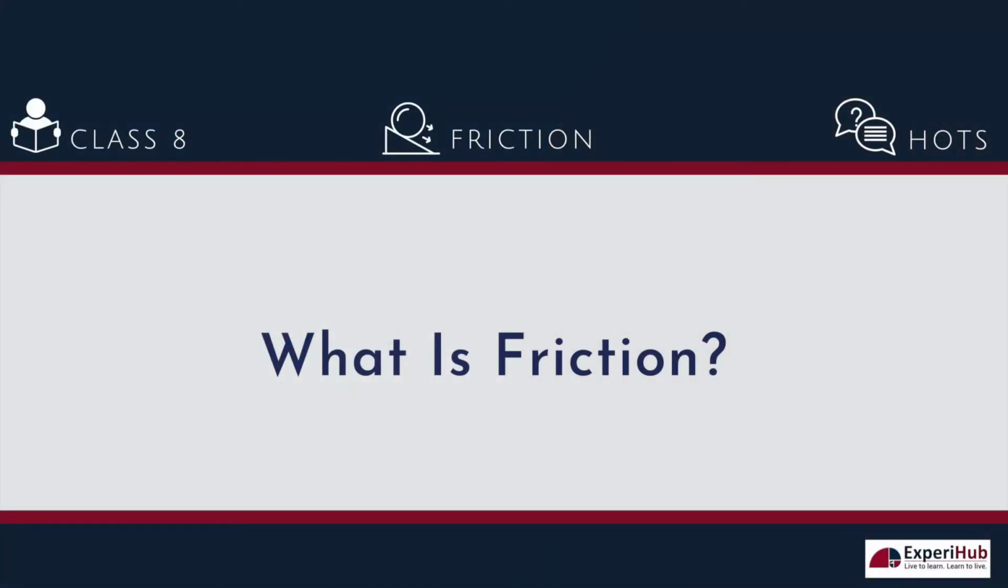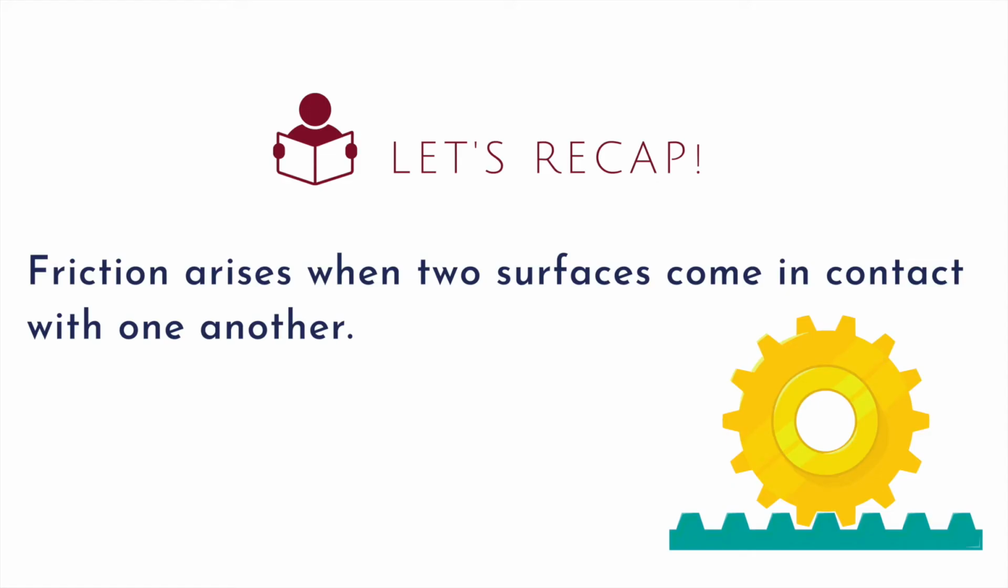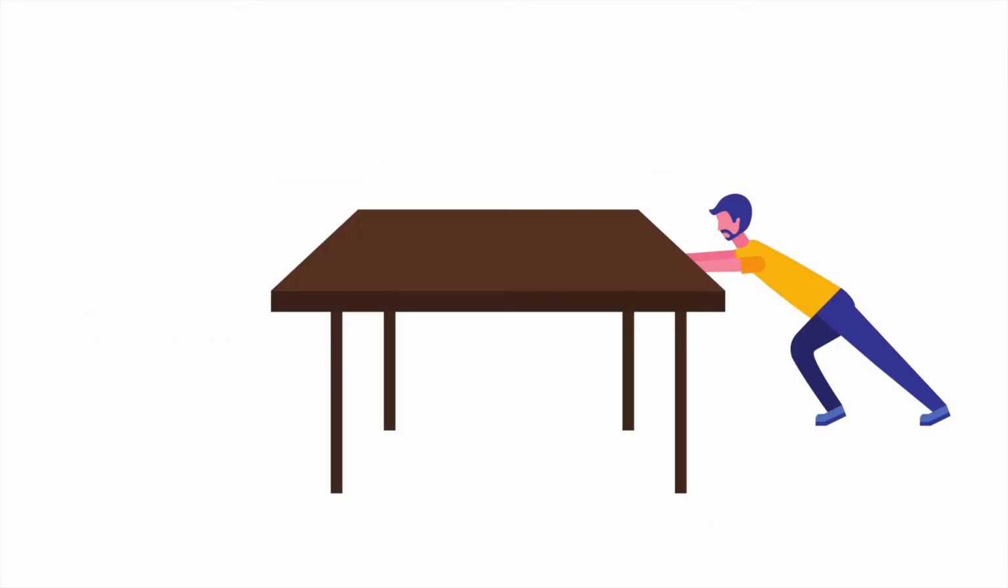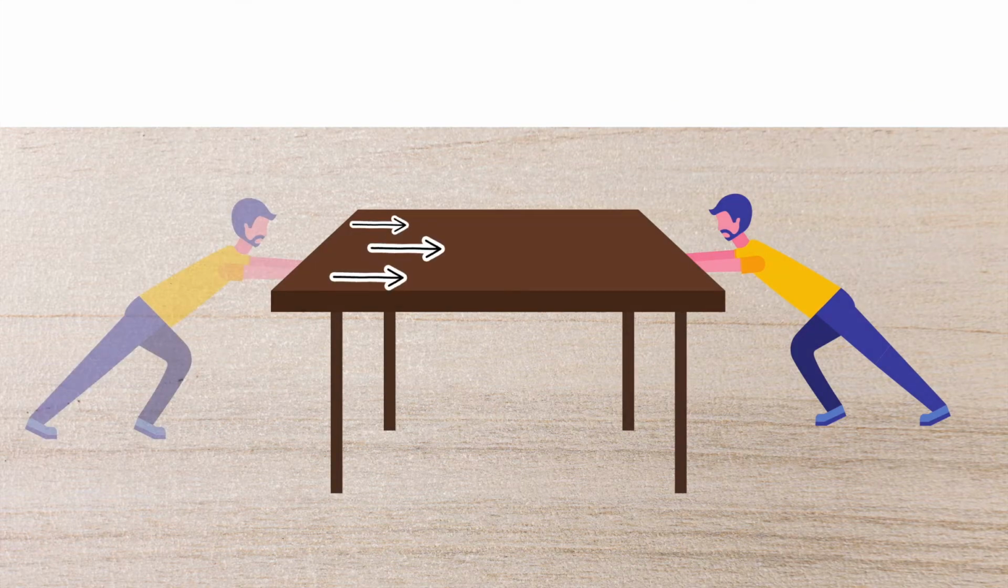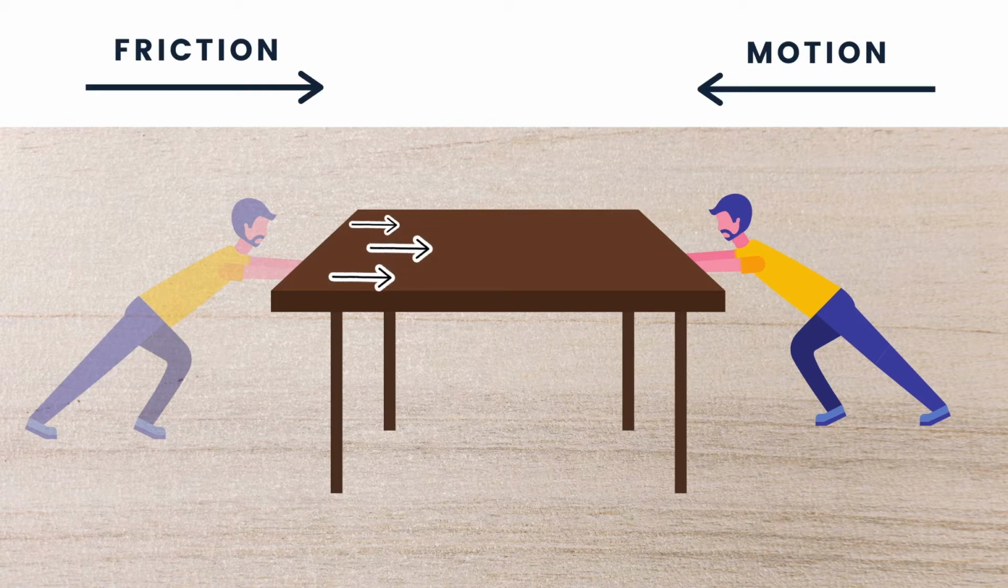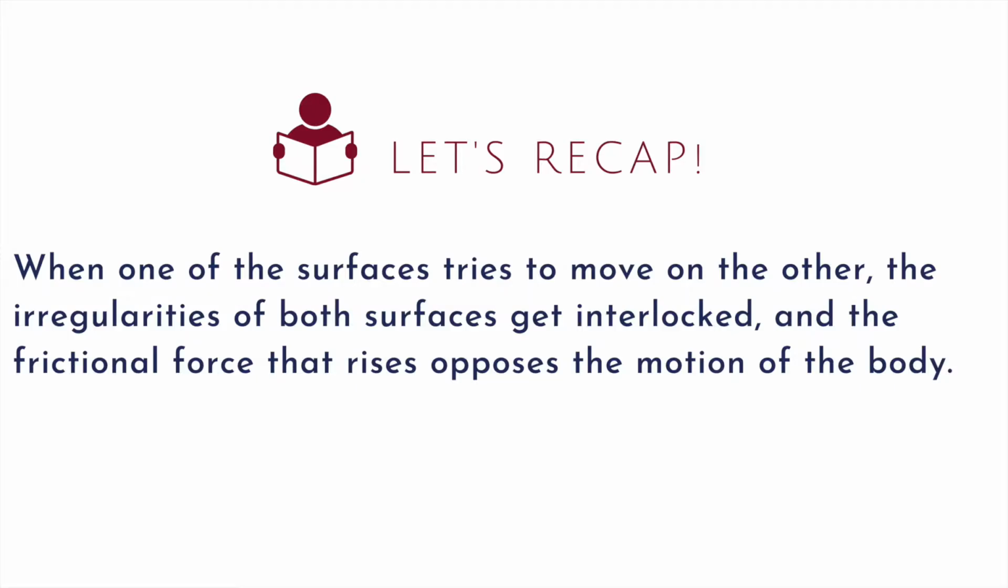What is friction? Friction arises when two surfaces come in contact with one another. If we were to push a table on a normal surface, for a moment the table will not move. Why is this so? There is another force that is opposing our motion, which is called friction. When one of the surfaces tries to move on the other, the irregularities of both surfaces get interlocked and the frictional force that arises opposes the motion of the body.